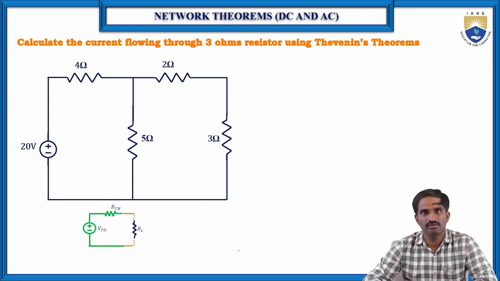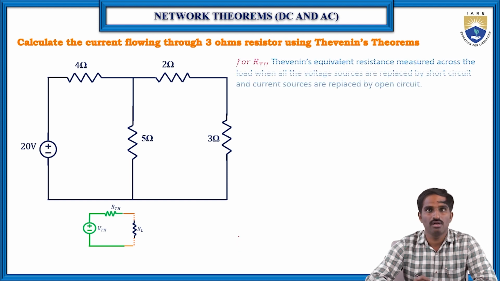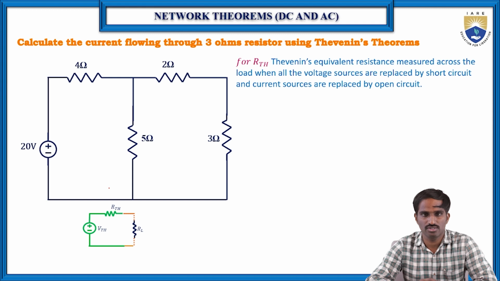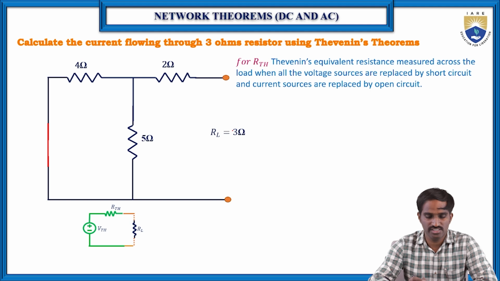Then first let us find R Thevenin. First we should know where and how we should find the R Thevenin. Where means across the load terminals, and how means while finding the R Thevenin, we should replace all the active elements with the open circuit or the short circuit. If it is a voltage source, then we should replace it with the short circuit, and if it is a current source, then we should replace it with the open circuit, right? Anyway, here we have only one voltage source, so we should replace it with a short circuit. Then find the equivalent resistance between these two terminals.